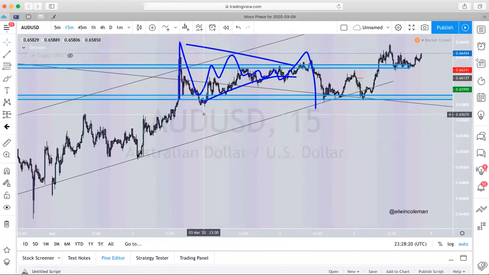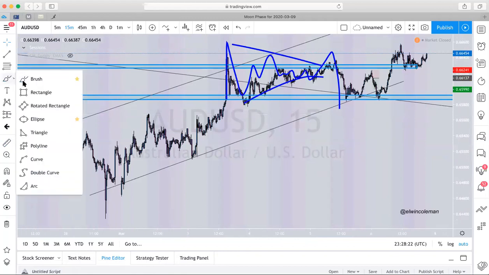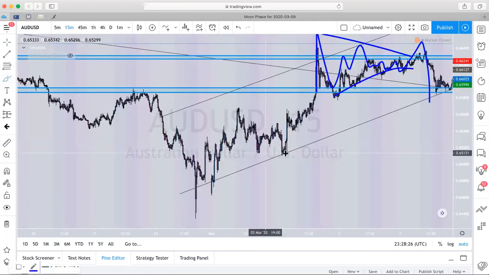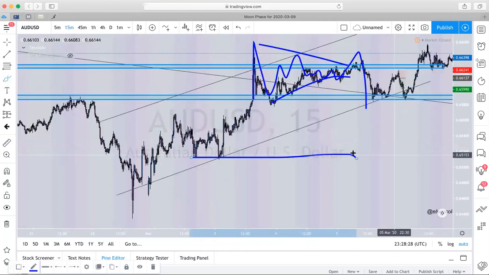And for me, I just let it go. Say price comes here, which could be an area you're talking about, and then it shows signs of rejection.